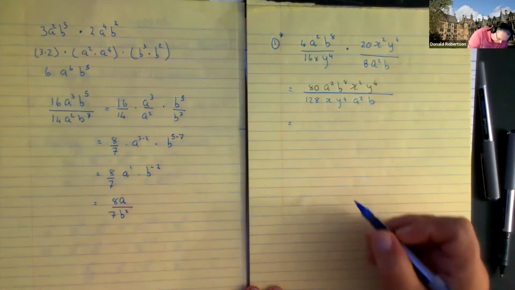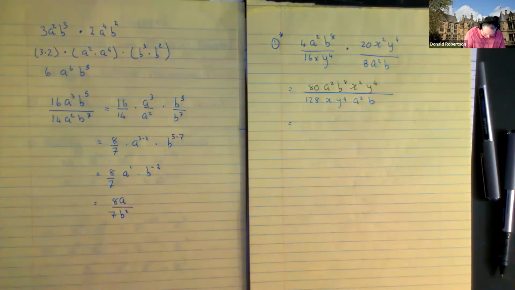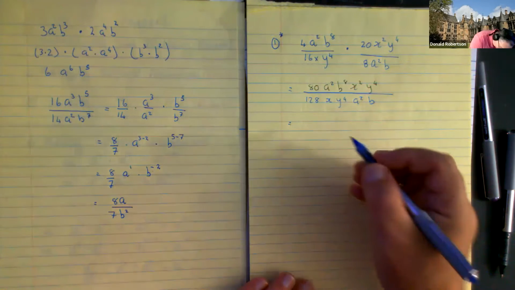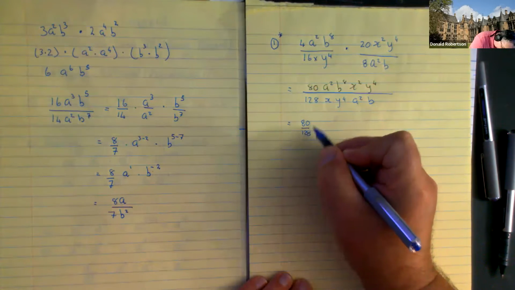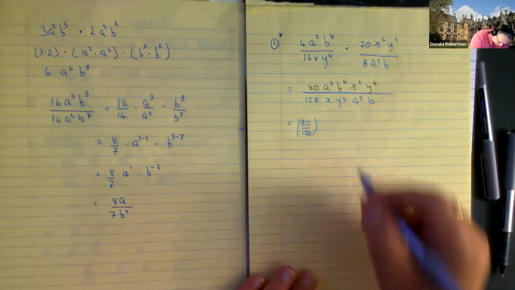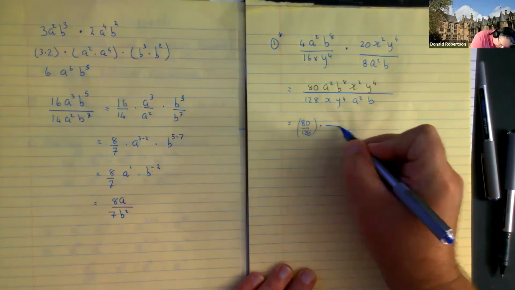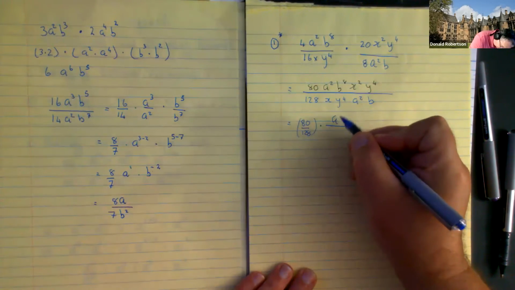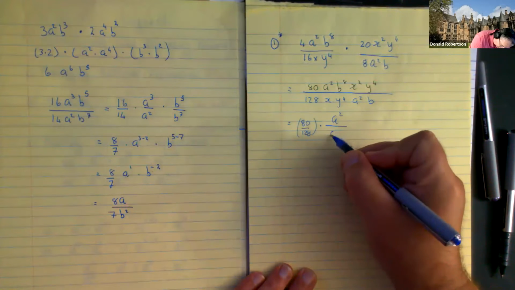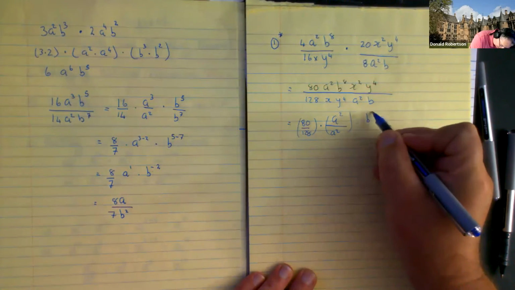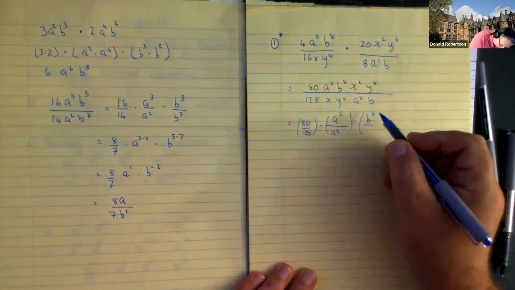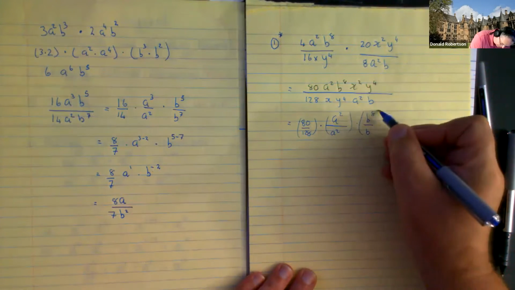Now what I'm going to do is separate them into individual pieces, each with the same variable top and bottom. So for instance, I have 80 over 128. The brackets are just for emphasis, you don't really need them. Now, if I'm going to do a squared on the top, I have to look in the bottom and there's an a squared there. And the next cell I'm going to do is b to the 8. And if I look hard enough, I find a b on there.